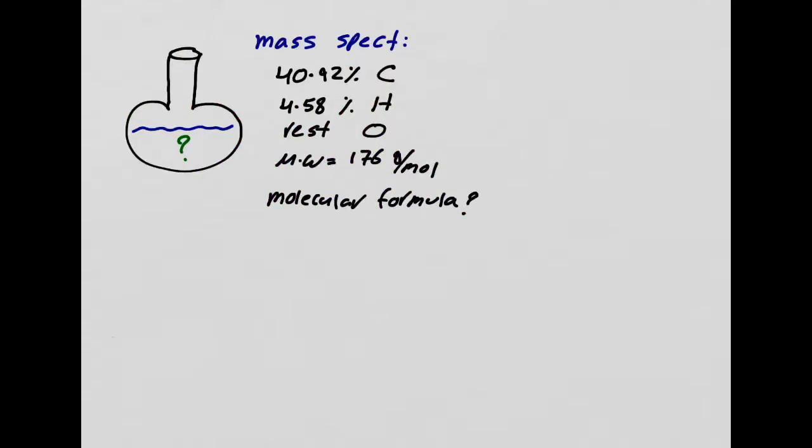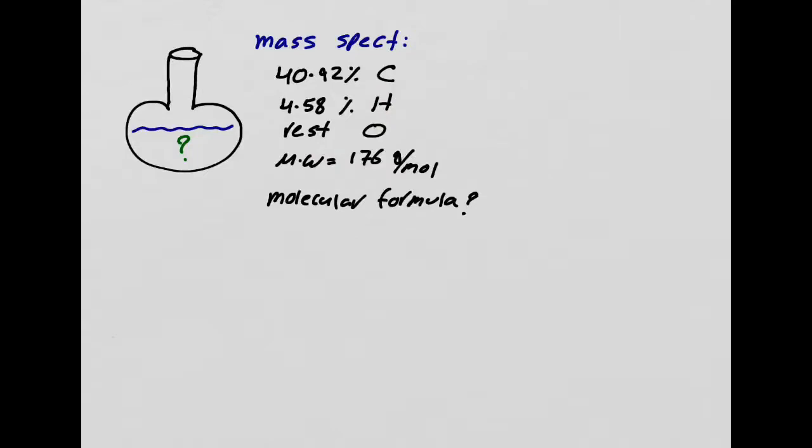Here's our first problem. So I have a round bottom flask, still looks like a pumpkin, in lab. In my round bottom flask, I have a solution. I don't know what it is. I'm going to put this solution in mass spec, and mass spec is going to give me the percent elemental composition. It's going to give me 40.92% carbon, 4.58% hydrogen, rest oxygen, and it's also going to give me the molecular weight. I need to figure out the molecular formula. So I have the percentages, I need to figure out the molecular formula.